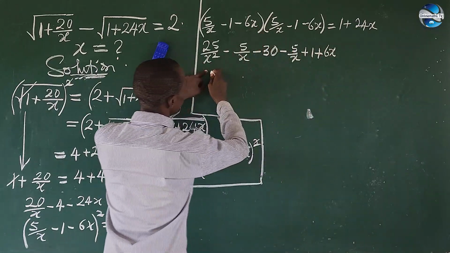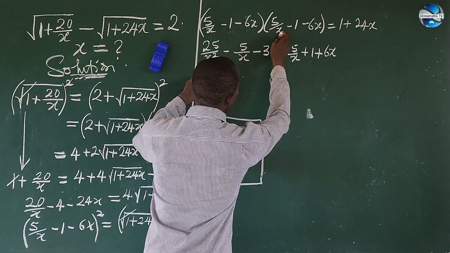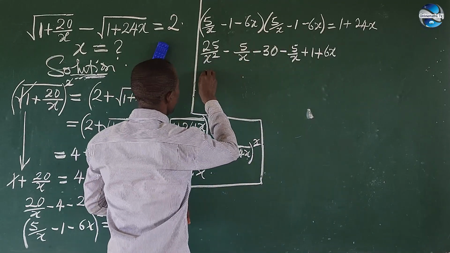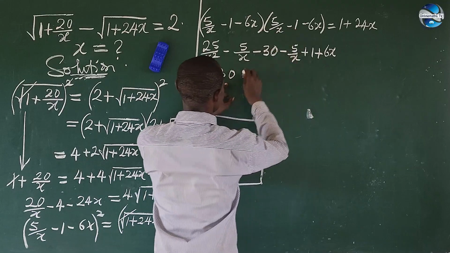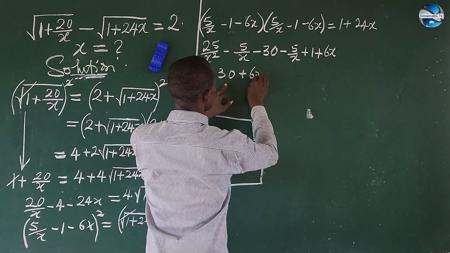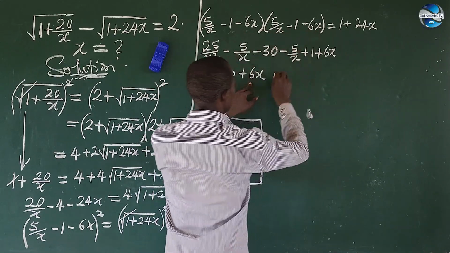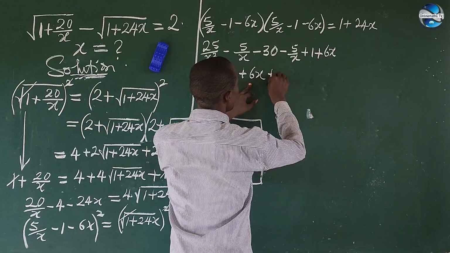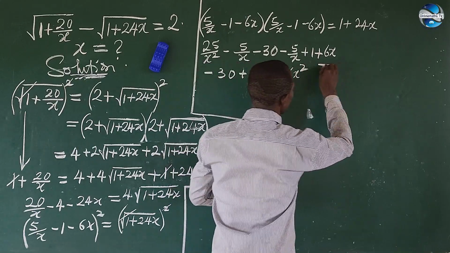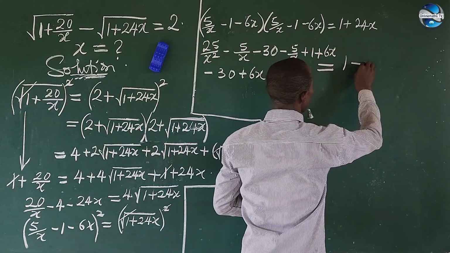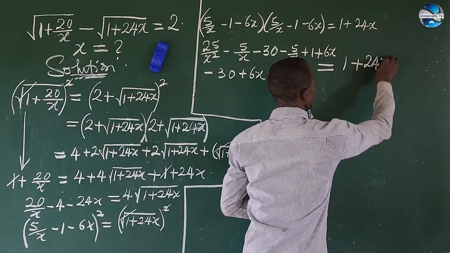Now for this, let's come to this side. So minus 6x times this will give us here minus 30. Minus 6 times this will give us plus 6x. Then minus 6 times minus 6x will give us plus 36x squared. Everything equal to 1 plus 24x.